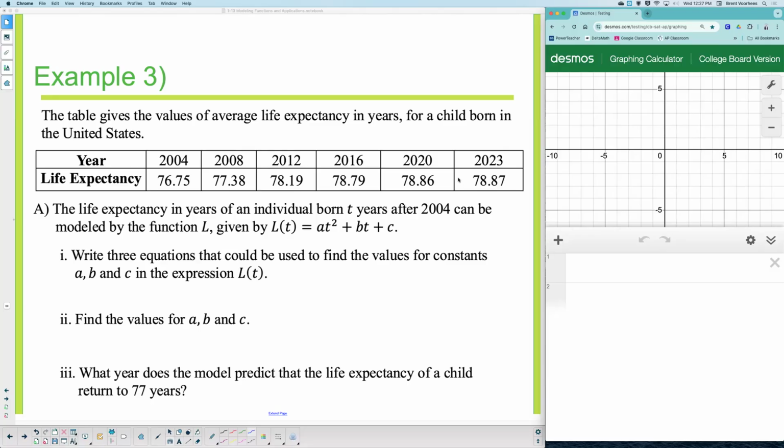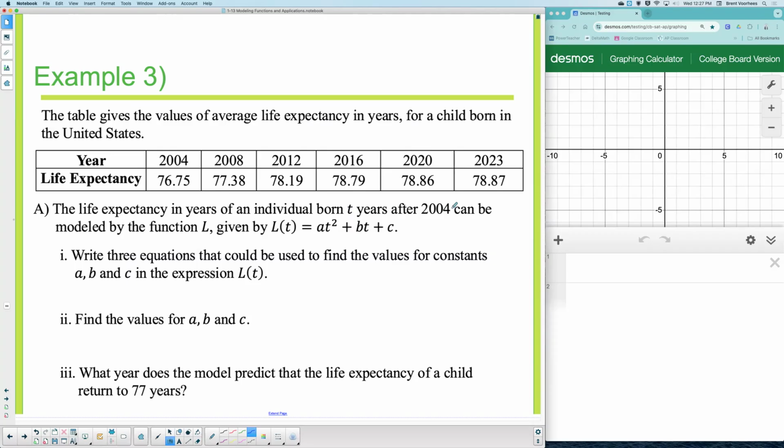Okay, let's take a look at example 3 now. It says the table gives the values of the average life expectancy in years for a child born in the United States. Here's our table. Part A, the life expectancy in years of an individual born T years after 2004 can be modeled by the function L given here. Hey, catch this. It said T is the years after 2004. So I'm going to be specific. I'm going to put a T here. They didn't actually give me the T values. A lot of students mess this up.